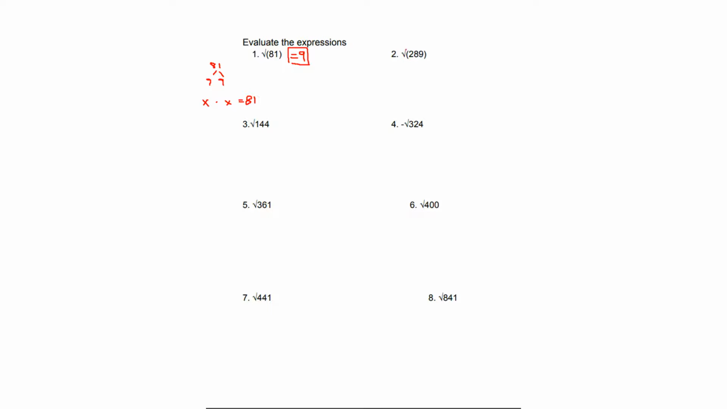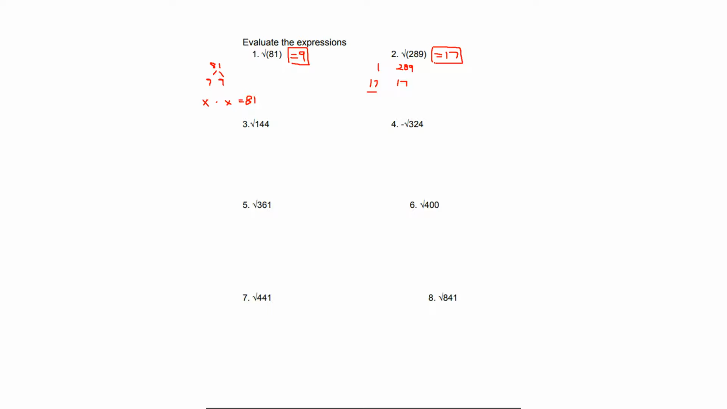Number 2, we have square root of 289. The only factors of 289 are 1 and 289, and also 17 and 17. It has no other factors besides these. So if we look, 17 times itself is 289. So this is a perfect square, and our answer is just going to be 17.